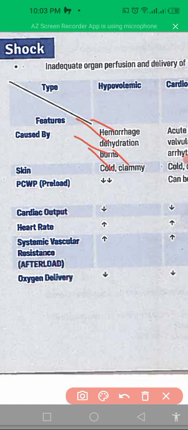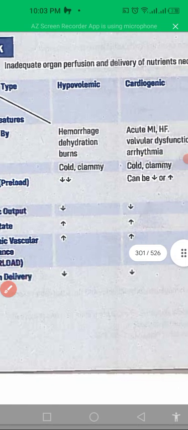Cold, clammy skin will be there and preload will be decreased because blood availability is less in the vessels. Cardiac output is decreased, heart rate will increase as a compensatory mechanism, and vascular resistance is also increased. Oxygen delivery is decreased in hypovolemic shock.